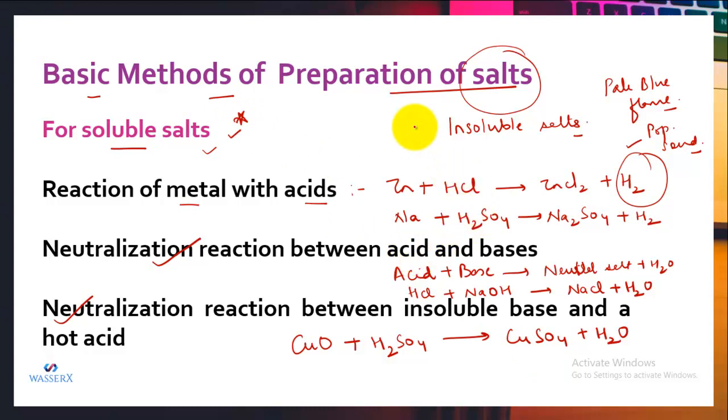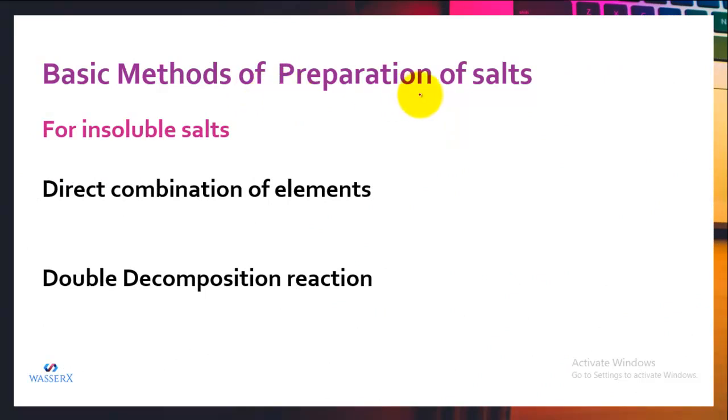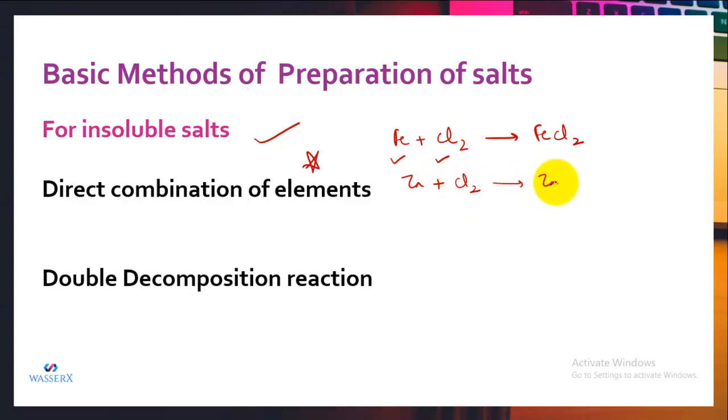Now let us look at how we can prepare insoluble salts. The method of preparation of insoluble salts involves two methods. One is direct combination of elements. Direct combination means we are taking a metal and we are taking another non-metal. Let's say if I take chlorine, it will result in the formation of a salt like this. That is, the direct combination takes place between iron and chlorine. Similarly, we can take zinc and react it with chlorine and it will form zinc chloride. So likewise, we can make the salt by directly combining the elements.